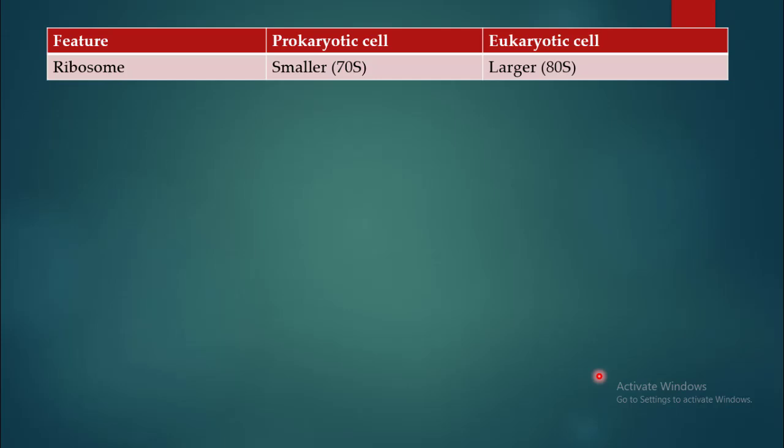Another important difference between the two is the ribosome, because we'll be talking about translation in detail during this course, and the translation between the prokaryotic cells and the eukaryotic cell has some differences which we will see there. But this time, just keep in mind that the ribosome of the prokaryotic cell is smaller, that is the 70S ribosome. The ribosome of the eukaryotic cell is a larger one, and that is 80S.